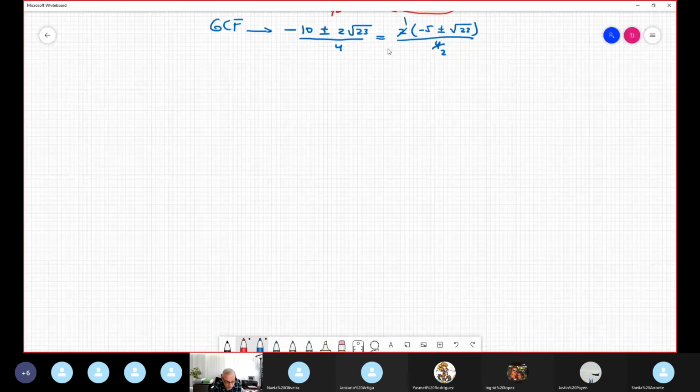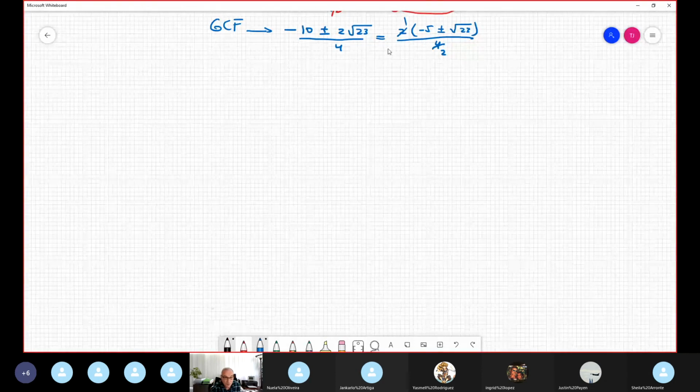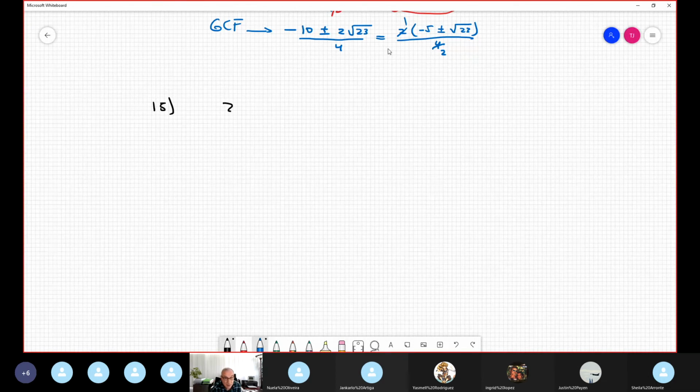Okay, 15. What the hell is that? C squared over 3 is equal to C over 2 plus 5 over 6. Wow, this is a crazy equation. But this is a quadratic equation, yes or no? Yes, Professor, absolutely. What is the clue that gives me information that it's quadratic? Exponent 2. Exponent 1, linear. Exponent 2, quadratic.